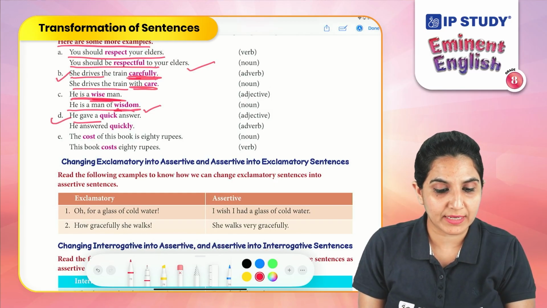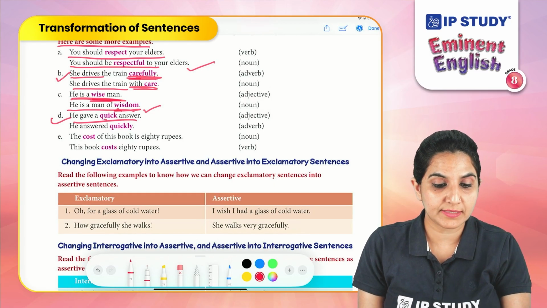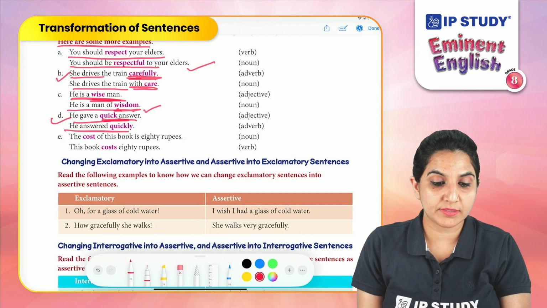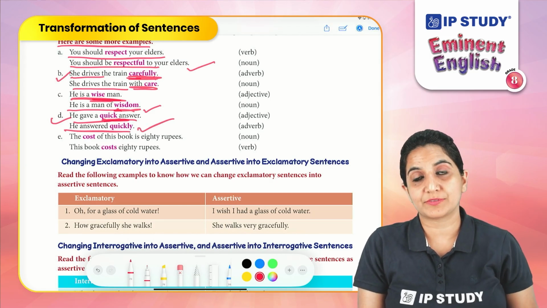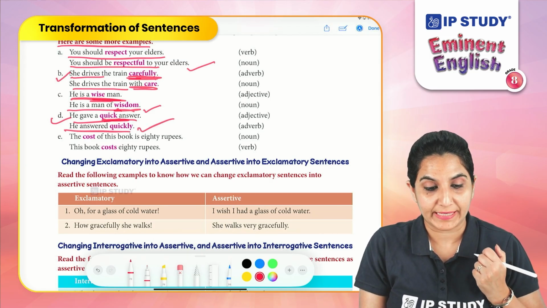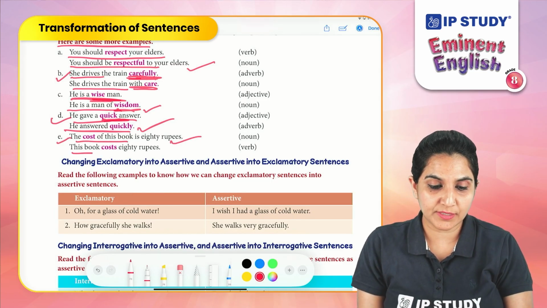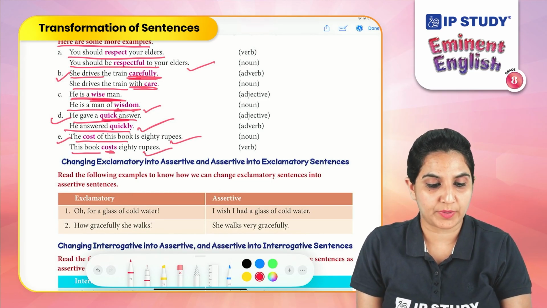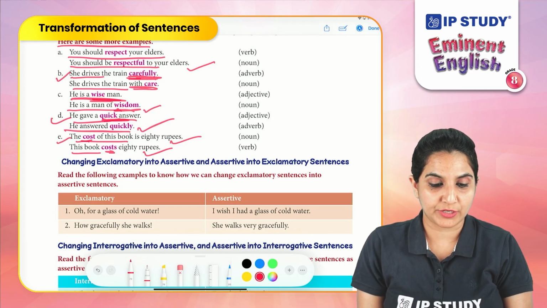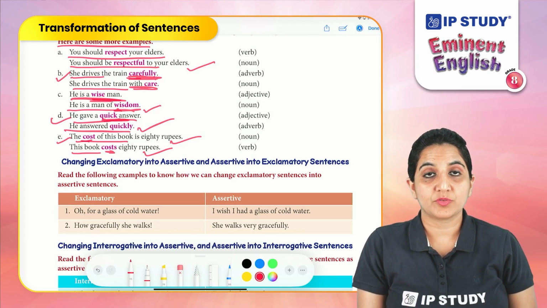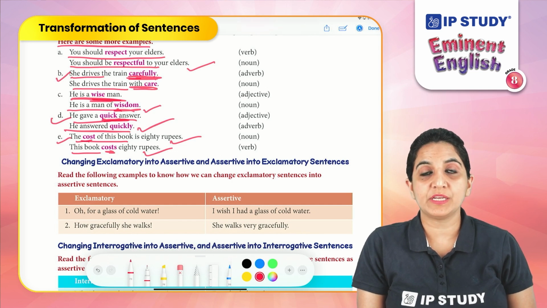He gave a quick answer. Now, this is an adjective. He answered quickly. So, we can also transform it into an adverb, quickly. The cost of this book is 80 rupees. This book costs 80 rupees. So, the noun is changed into a verb. So, this is also possible by changing one part of speech with another.